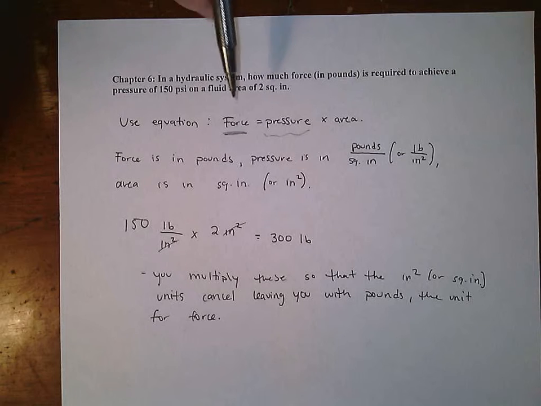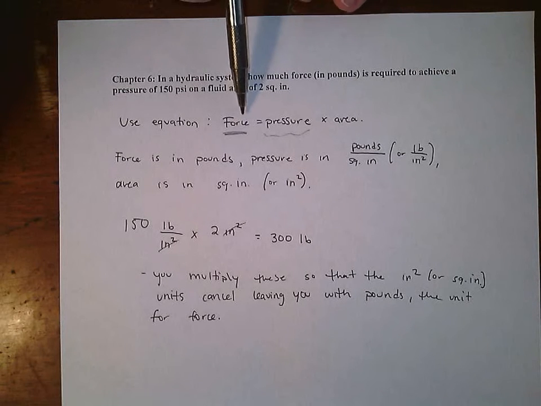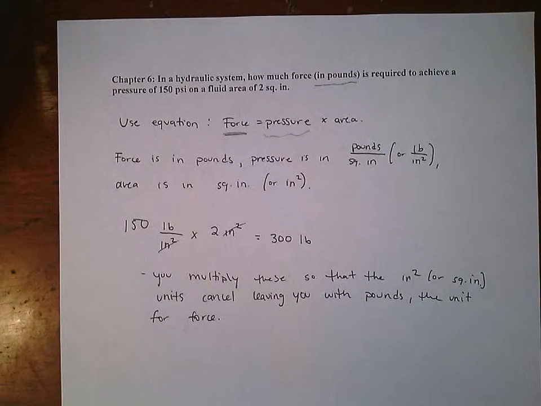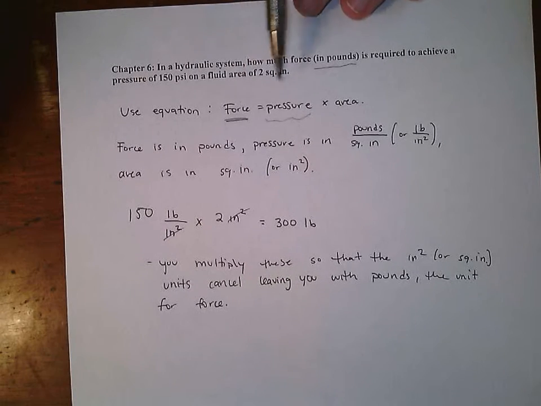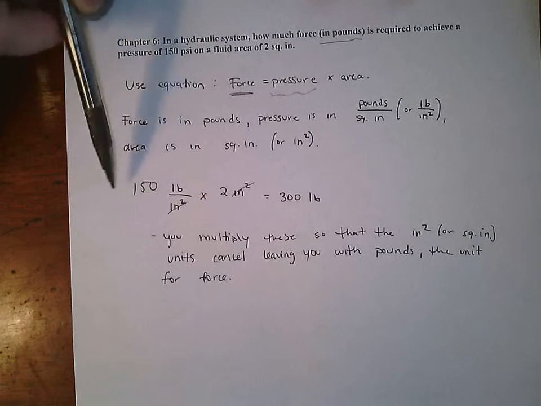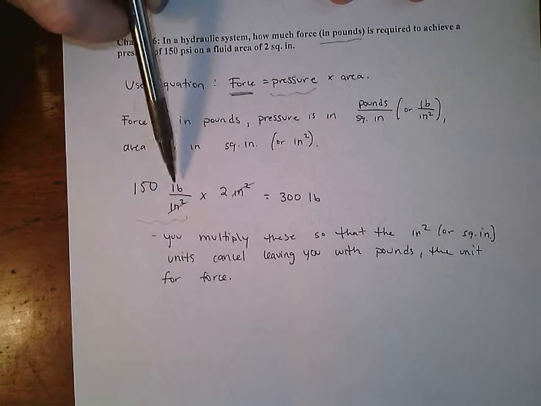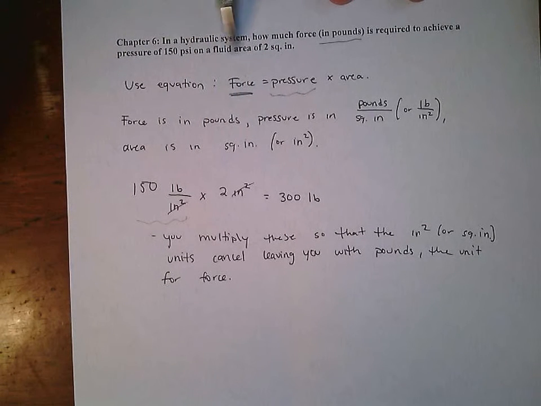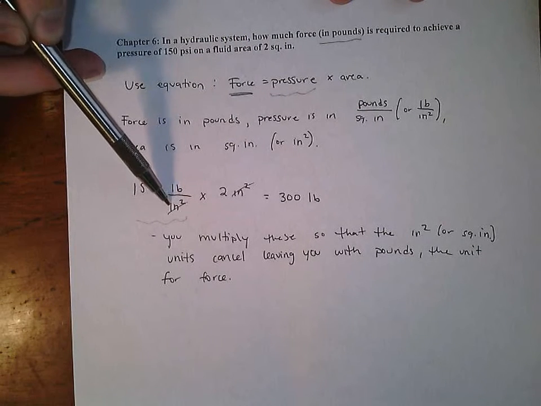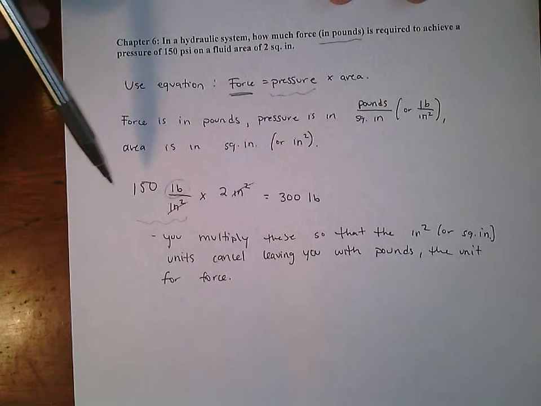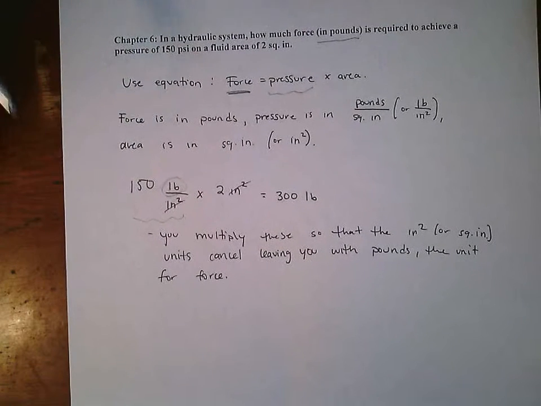So with force, we know that force needs to be in terms of pounds, which is something that the problem tells us. But that's something we should also be able to figure out because in force equals pressure times area, the pressure is given to us in terms of pounds per square inch, and the area, the fluid area given, is in square inches. So the units cancel out if we multiply them together, leaving us in pounds, which is the unit that we want at the end of the day for this problem because force is in pounds.